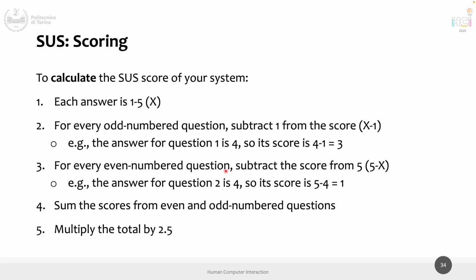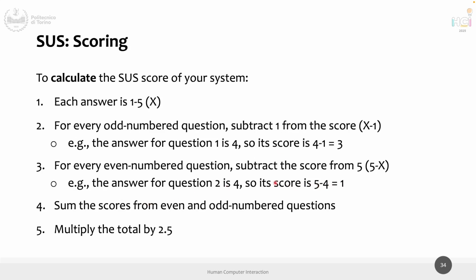Because to calculate a score, to calculate that 68 above average, you have to do the same. Each answer is 1 to 5, and the one you selected is the number. For every odd number question, subtract 1 from the score. So if the answer of question 1 is 4, the score is 3, 4 minus 1. For every even number question, so for the negative question, subtract the score from 5. So if the answer of question 2 is 4, the score is 5 minus 4, 1.